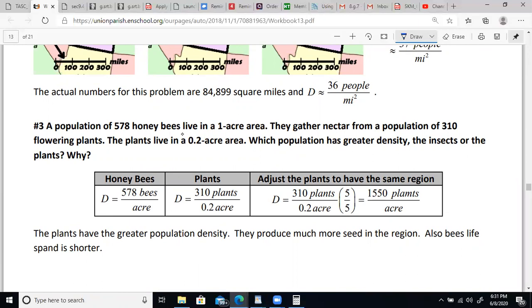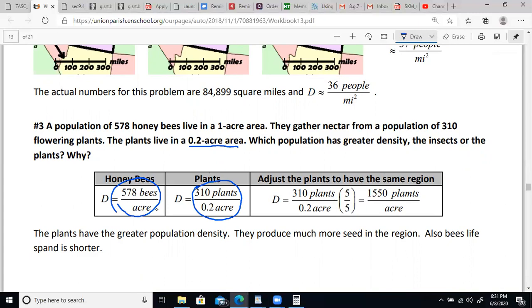Number 3, a population of 578 honeybees live in a 1 acre area. So that's how you can write this: 578 bees per acre. They gather nectar from a population of 310 flowering plants, and the plants live in a particular section of that acre. So that's the density of the plants. Which population has a greater density, the insects or the plants?